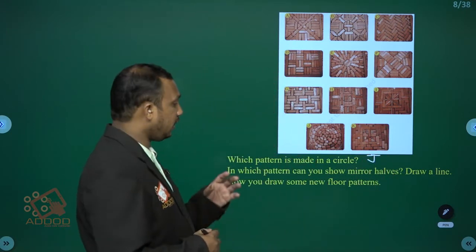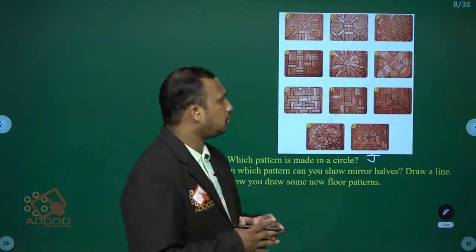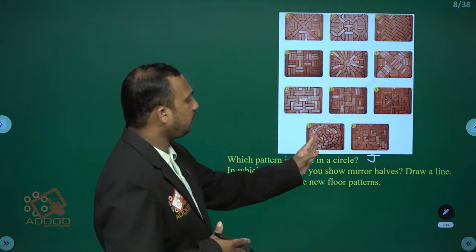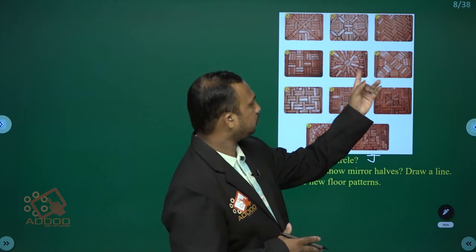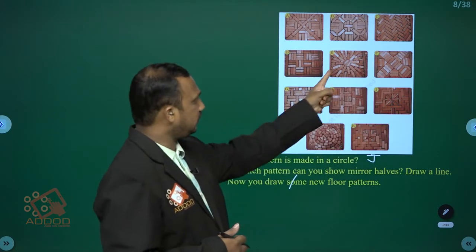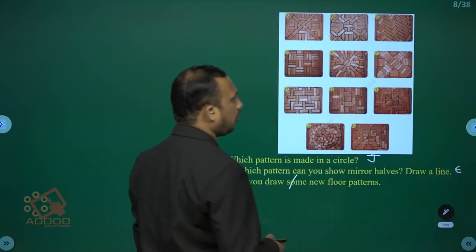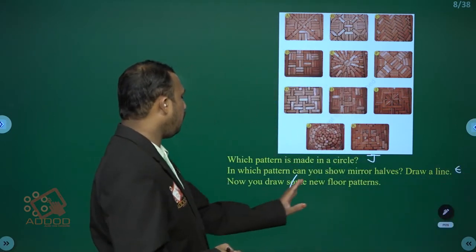In which pattern can you show mirror halves? Draw a line. Mirror halves means half and half. In which one can we say this? This one. E. Draw a line. In how many?